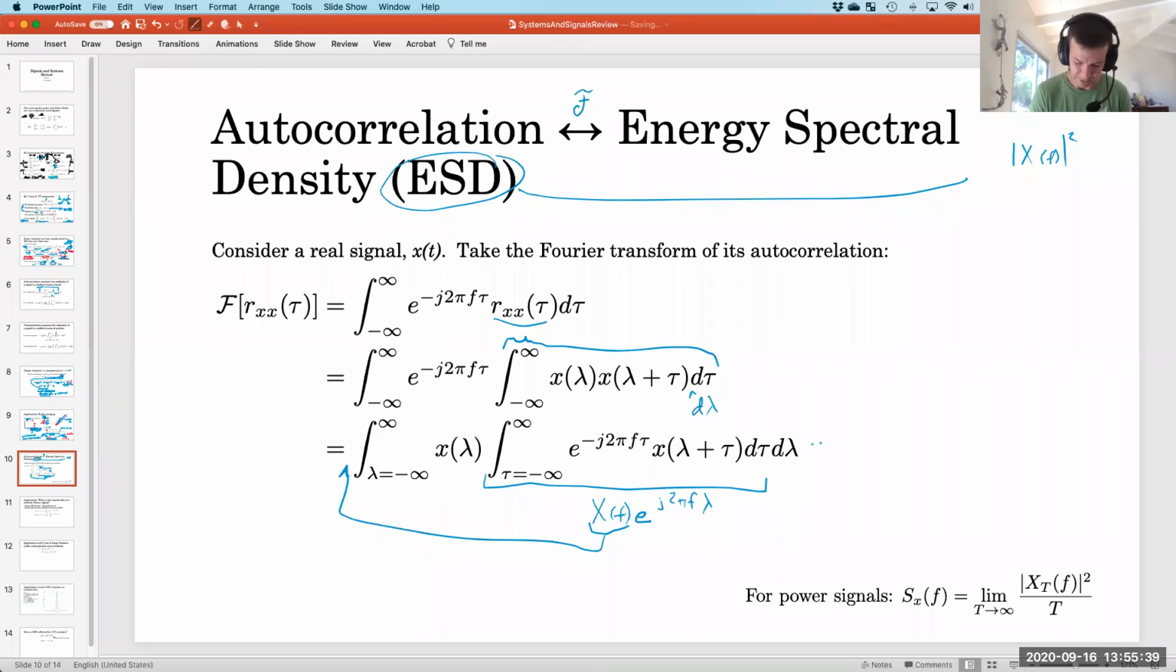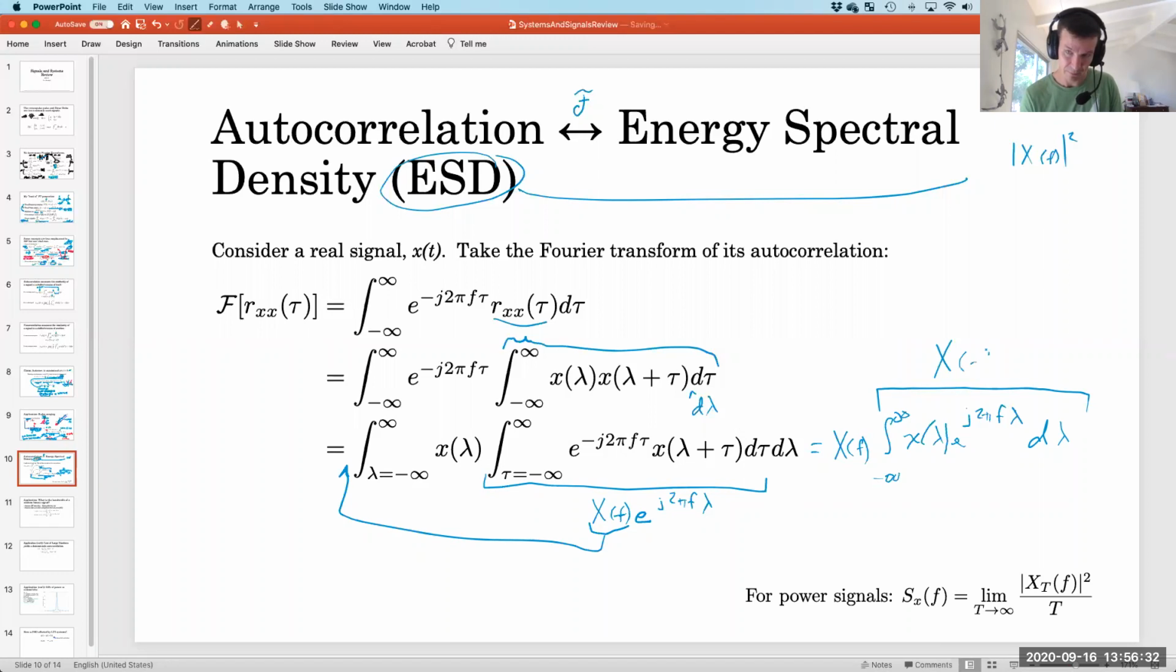I think now it's worthwhile to write this out. We got big X of f on the outside, integral over all lambdas of x of lambda e to the positive j 2 pi f lambda d lambda. Which is also almost a Fourier transform. The only thing that's missing is this negative sign in the exponential. So we could fix that if we say this is the Fourier transform evaluated at negative f. Right, because if I replace f with negative f, then all of a sudden I get that negative in the exponential and I get the true Fourier transform integral.